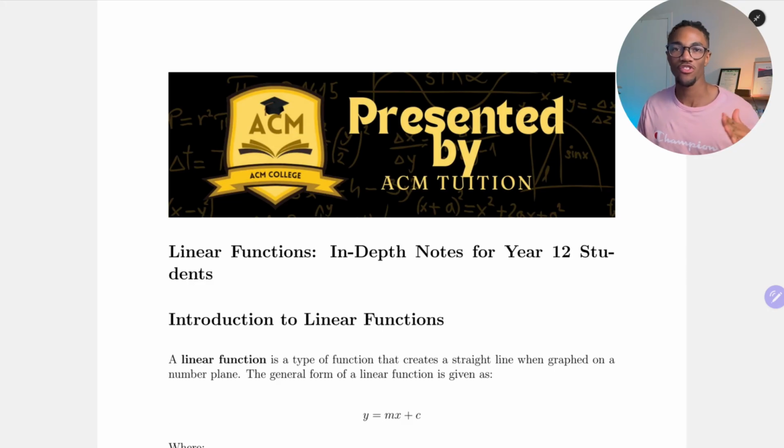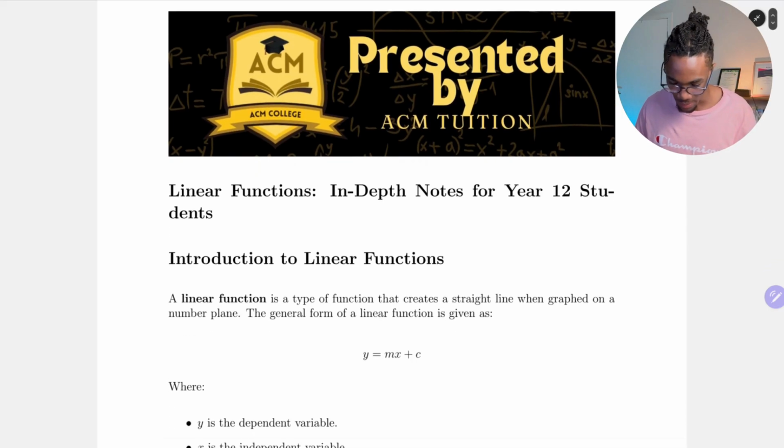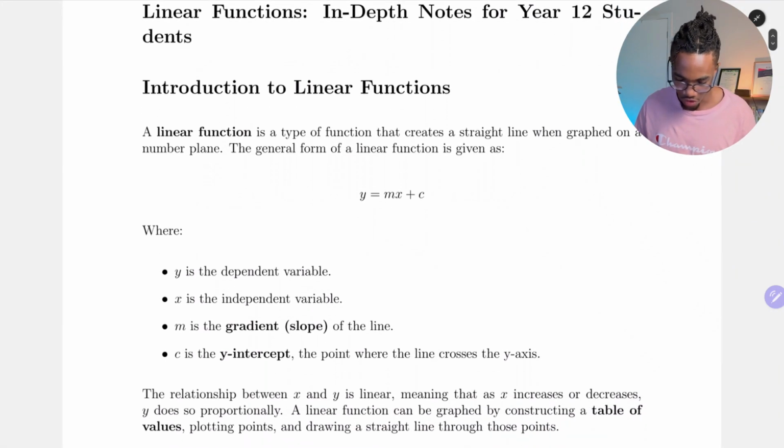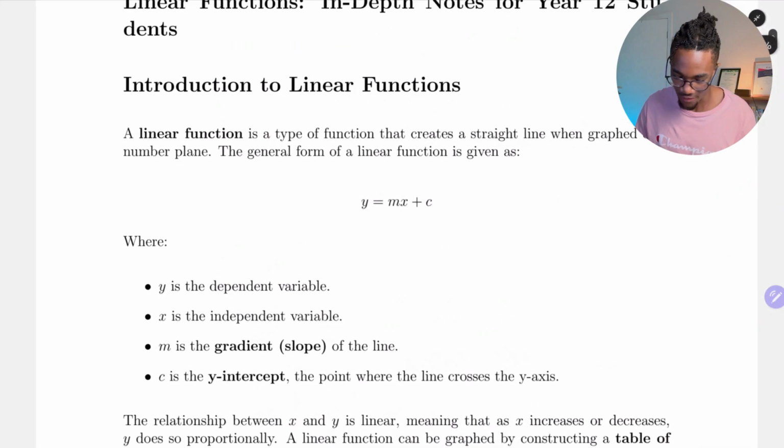Linear relationships just means straight lines. So we're going into graphs, simultaneous equations, and all that good stuff. So let's get into the first lesson. This will be in-depth notes on linear functions. So let's start off. What is a linear function?